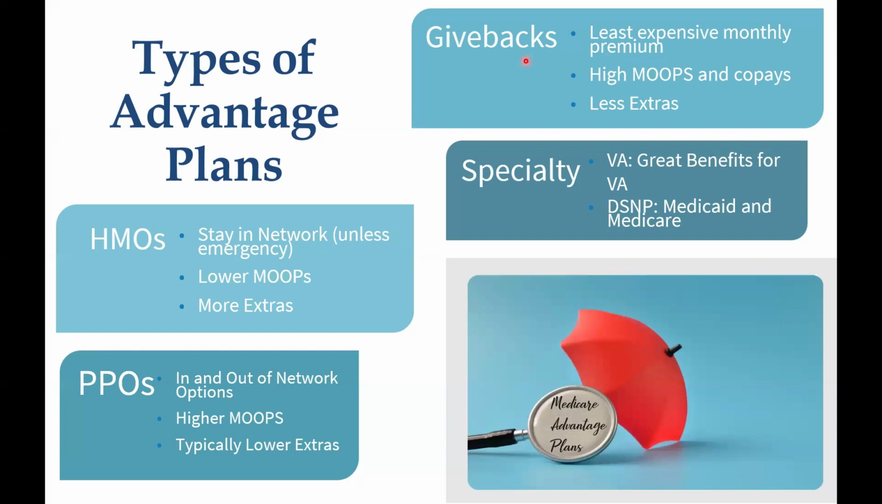The last type of Advantage plan we're going to touch on is specialty Advantage plans. There's a few out there. The most popular ones are VA. So if you are a veteran and you use the VA, there are some wonderful Advantage plans for you. So I would love to talk to you one-on-one about what those options are. The other type of specialty plan is called a DSNP. This is for people that have Medicaid and Medicare. So Medicaid, you have to financially qualify for. You have Medicaid and Medicare. These plans are great and they have some wonderful benefits. And that's also a one-on-one conversation that we would have about that.